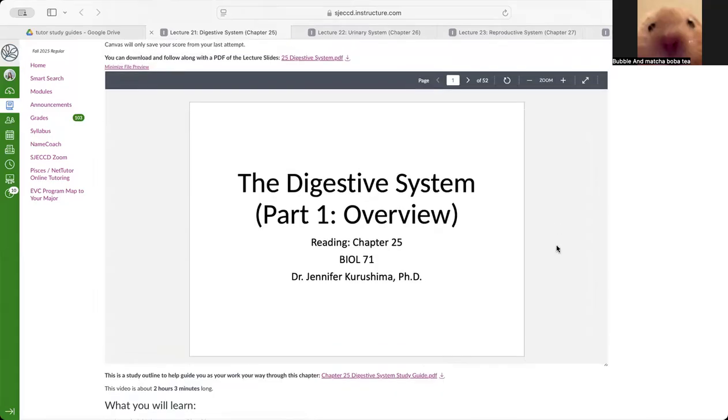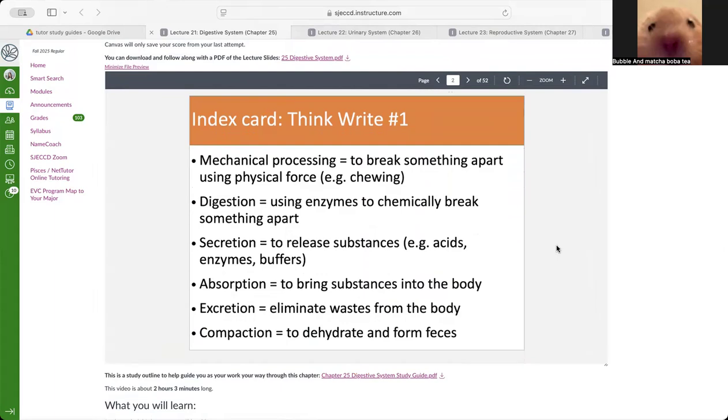Okay, we're going to be going over the digestive system. In the digestive system, there are seven functions. Mechanical processing, which is chewing. Digestion, where they have acids and enzymes to break something apart. And secretion, to release substances to help you digest your food, like in the mouth, they have salivary amylase, which helps break it down more.